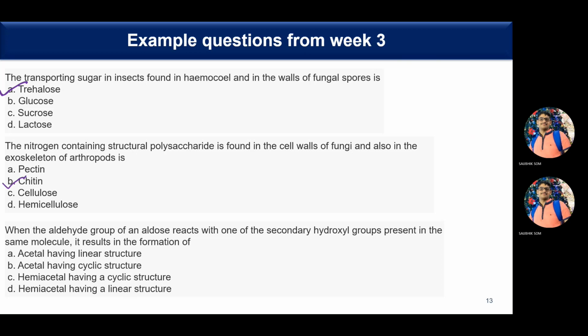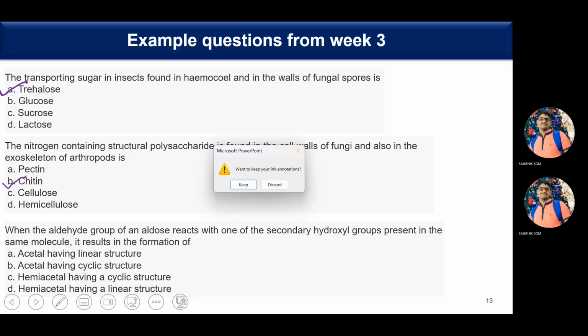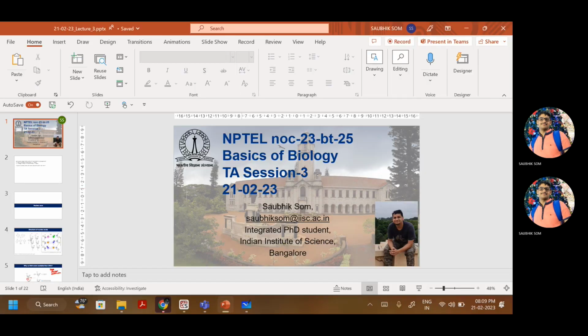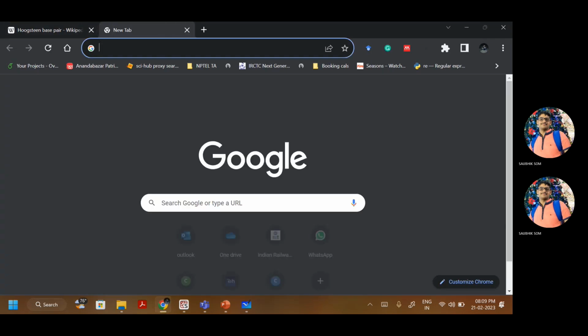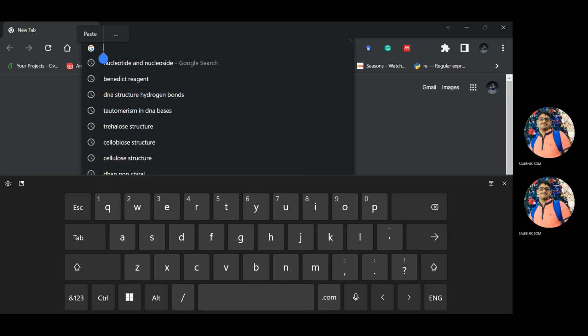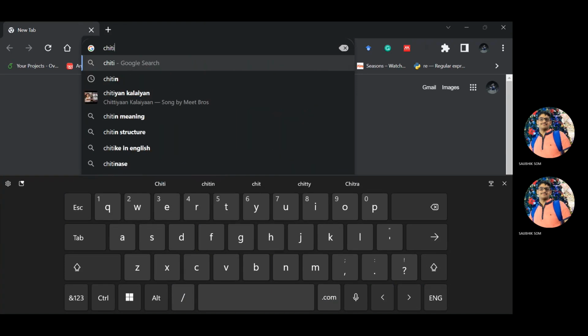It's a polysaccharide, and you can see the structure of it. So I'll show you one chitin structure.